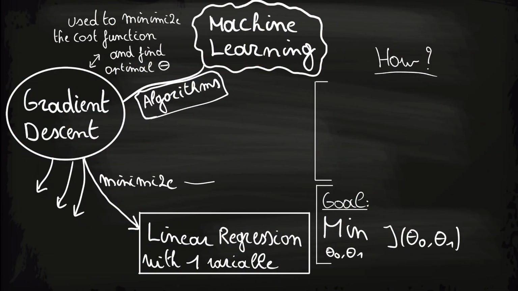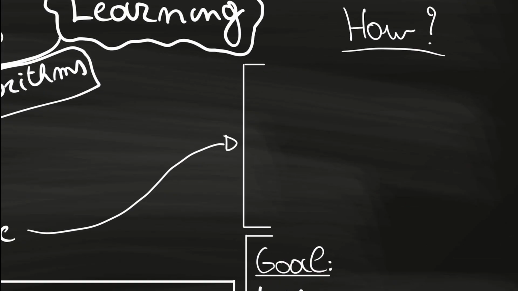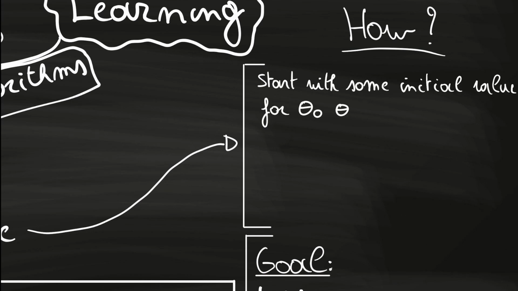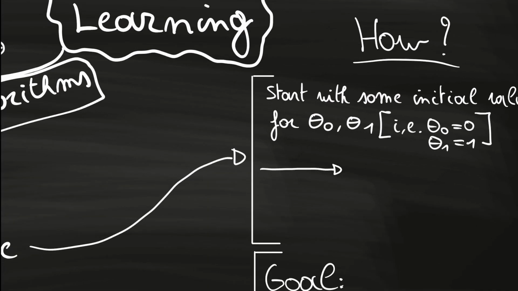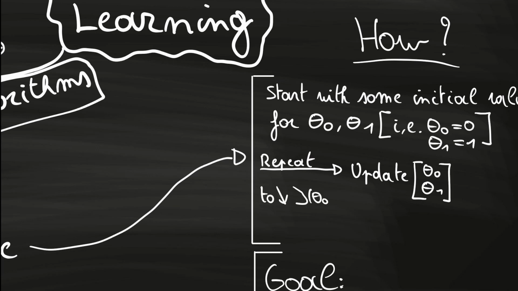In fact, this is done as follows. We start with some initial value for theta 0 and theta 1. For example, theta 0 and theta 1 both equal to 0. And then we update the values of theta so that the value of J goes down every step of the way. And we keep on doing this process until the value of J converges into a local minimum.